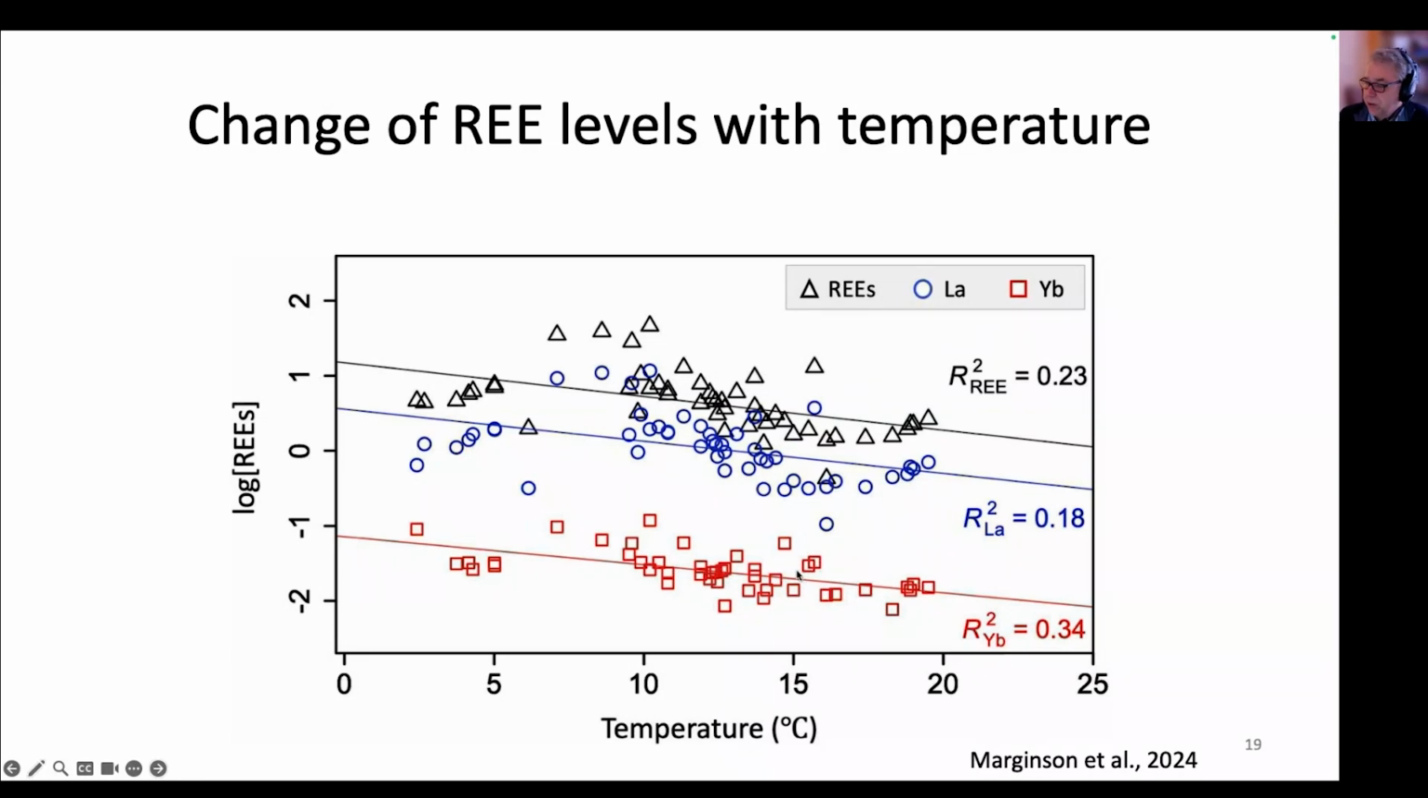We think it's related to the pCO2 of the water, the effect of temperature on the carbonate equilibrium, because rare earth elements are often bound to carbonates, so that could explain it a bit. We will look into that in the future, but it was a nice trend to see in the context of climate change.